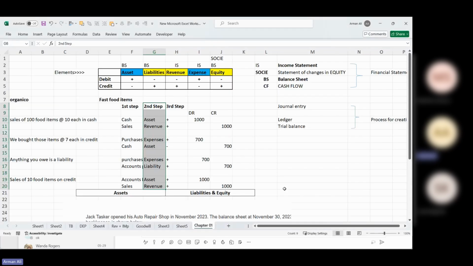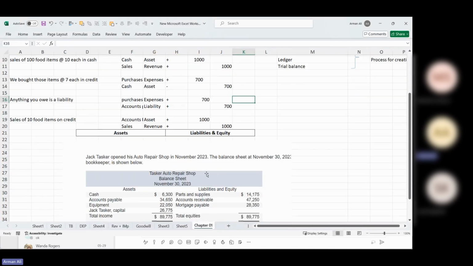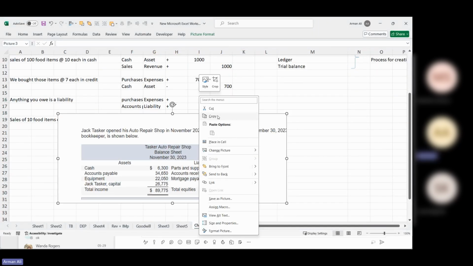There has to be a rule. In accounting, it's all about rules. The better you are with the rules, the more you're going to succeed.